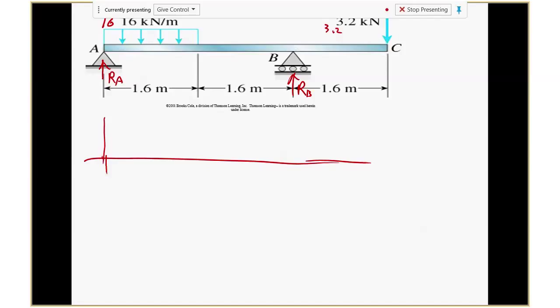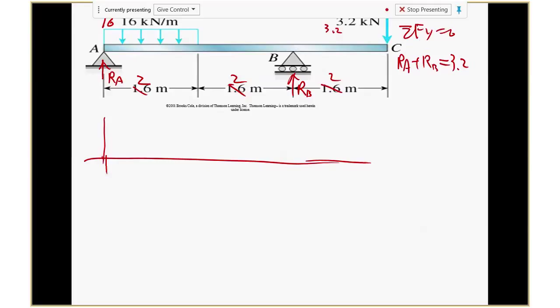Okay, how can we find RB? Equation of equilibrium, all right? So sigma Fy equals 0. All right, so we have RA plus RB equals to, this is a weird number. How about we change this number? Let me make this 2. Make this 2. Make this 2. Just easy to calculate. All right? So RA plus RB equal to P, right? So that's 3.2. That's the P value.